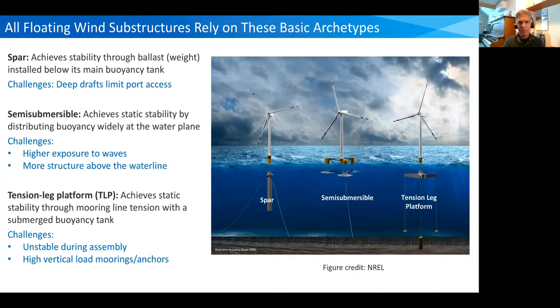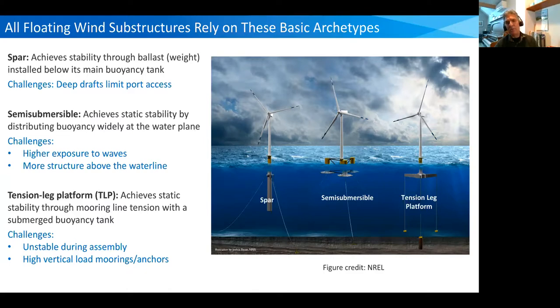And the semi-submersible, which is the second one shown in the middle, achieves its static stability by distributing its buoyancy on the surface. So it has a shallower draft and it's easier for companies to use this to support their wind turbine. It's also moored and tethered by these slack catenary mooring lines. It overcomes a lot of the assembly problems, so you can bring a lot of the labor into port and get it done using cheaper and more efficient methods. There are some challenges. There's a much higher exposure to waves because there's a lot of steel, or concrete in this case of Aquaventus, on the surface, and there's more structure above the waterline, so it's heavier.